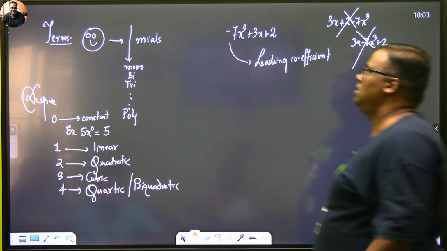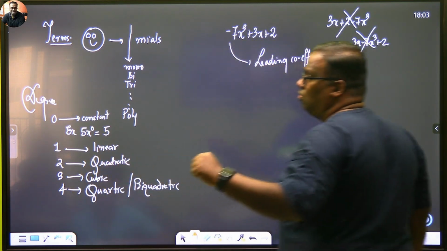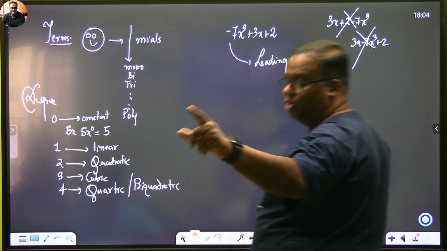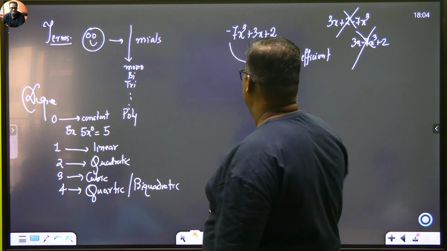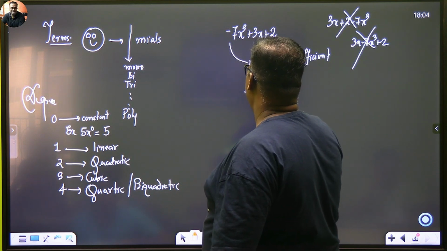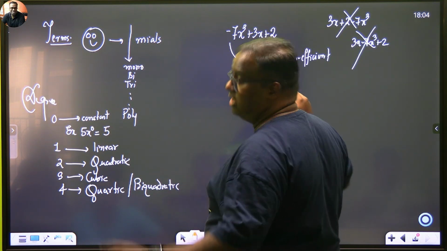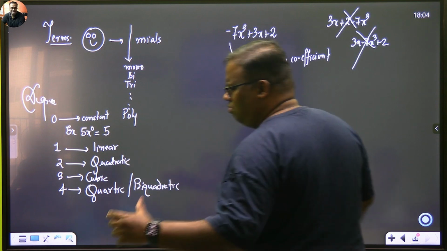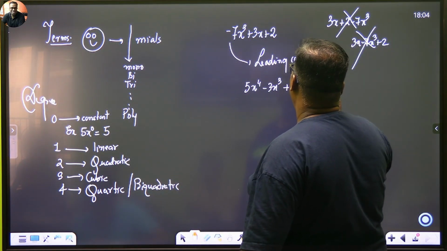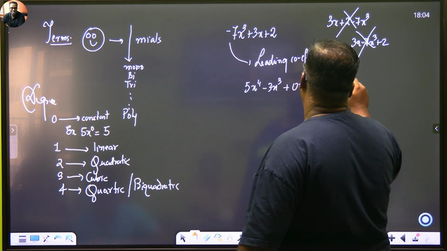Suppose there was a quartic expression, but the square power is missing. Let's take an example: 5x to the power 4 minus 36x cube, and the square power is missing. The very proper way to write it is 0x square minus 2x plus 7.